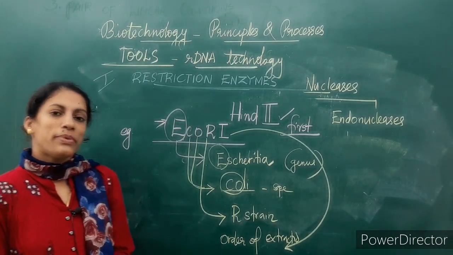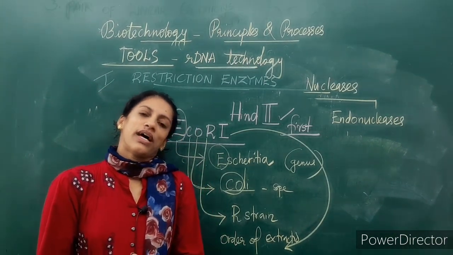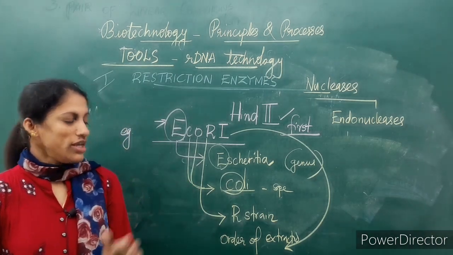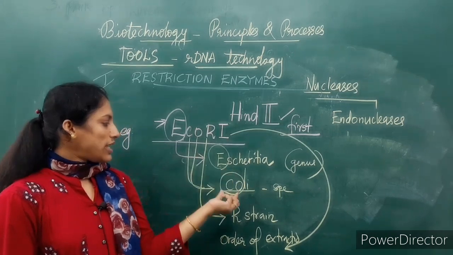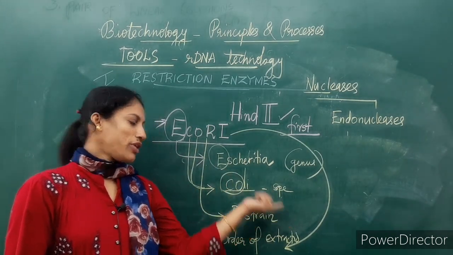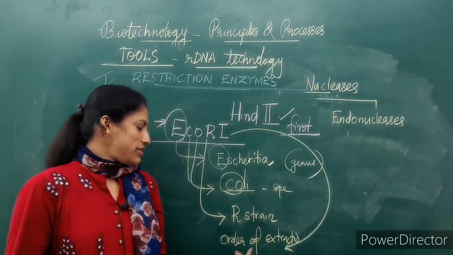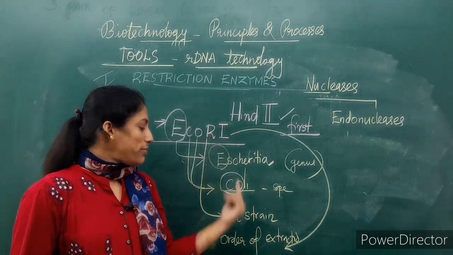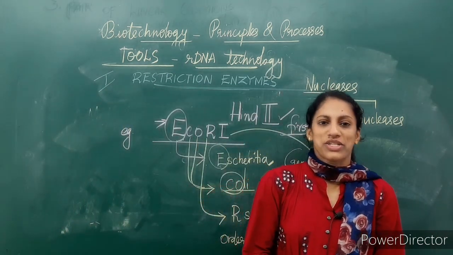With the help of this example, EcoR1. Now you know that EcoR1 is an enzyme developed from Escherichia coli. The first letter indicates the first letter of the genus name, and the next two letters indicate the first two letters of the species name. The R indicates the R strain, which strain it is. Then the Roman number indicates the order of extraction.